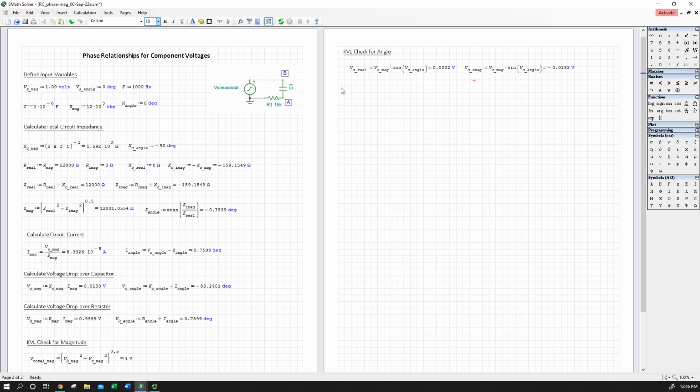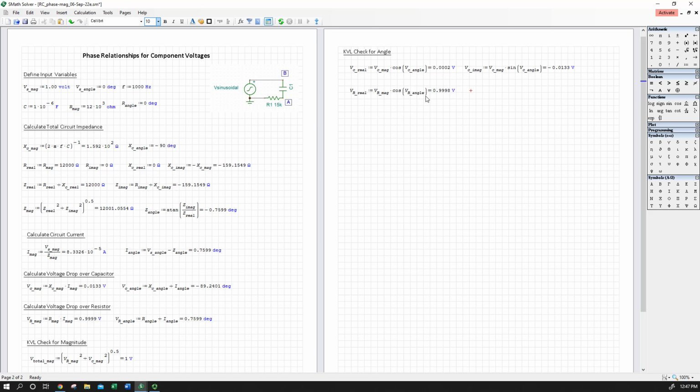Do a little quick head check. Now I'm going to do the same for my resistor. So VR real equals VR mag times cosine of VR angle, and I'm calling in terms I've already defined. So this is making some amount of sense.